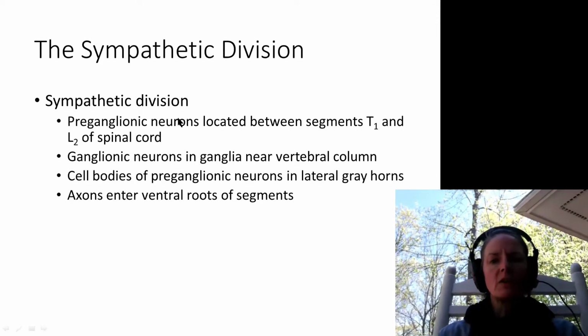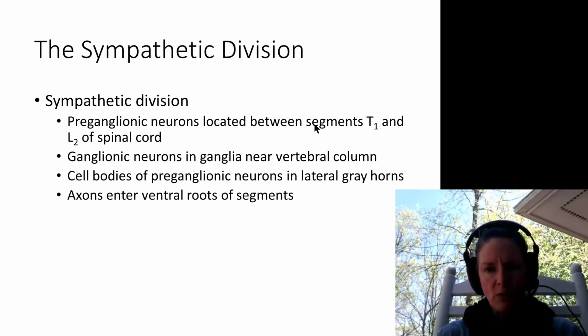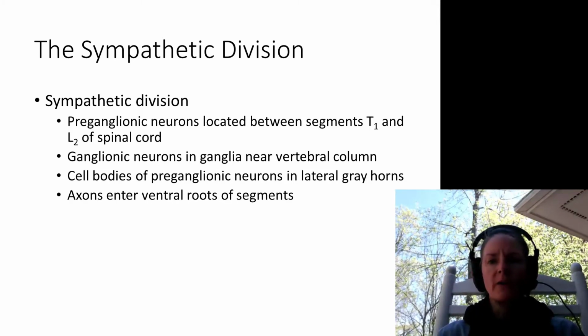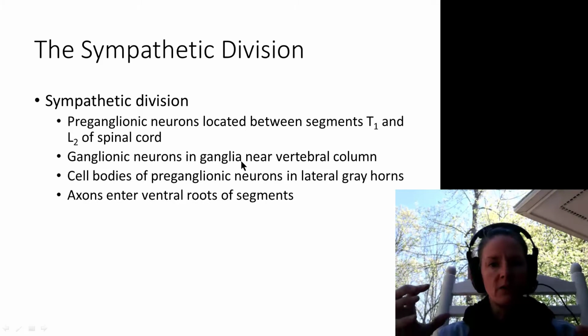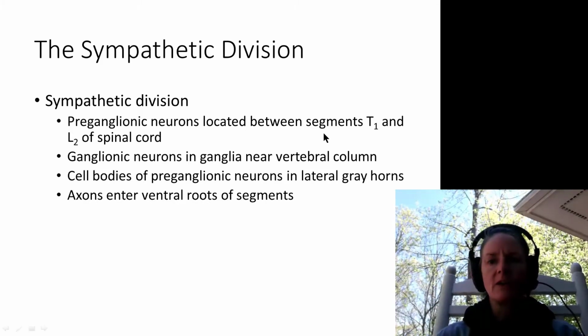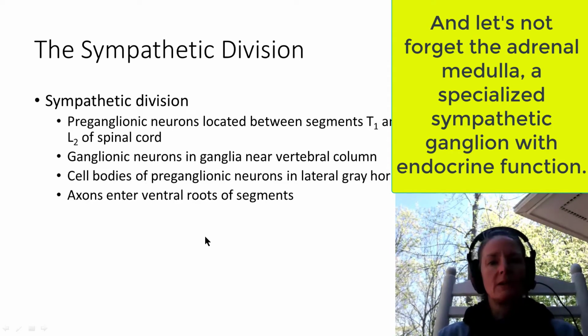All right, now let's talk a little bit more about the sympathetic division. As we've said before, our preganglionic neurons are located in those lateral gray horns where our visceral motor nuclei are, and those are located through spinal segments T1 through L2. And remember, our ganglionic neurons, that are going to be in those sympathetic chain ganglia, are going to be near the vertebral column, and in some cases they're going to be in the collateral ganglia that we've already discussed.